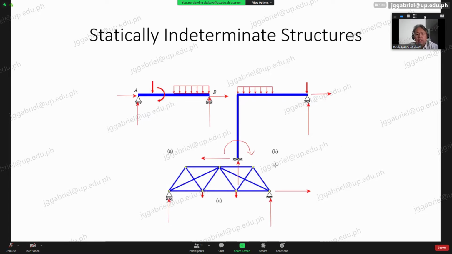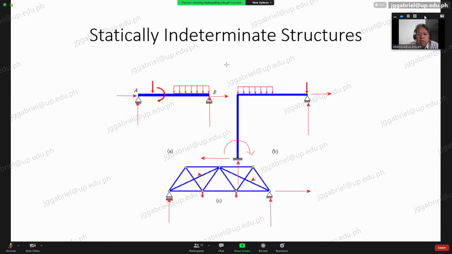From the previous slide, you don't have these member forces. This one, and this one. So our member forces increased. So you have redundant members. One and two redundant members.